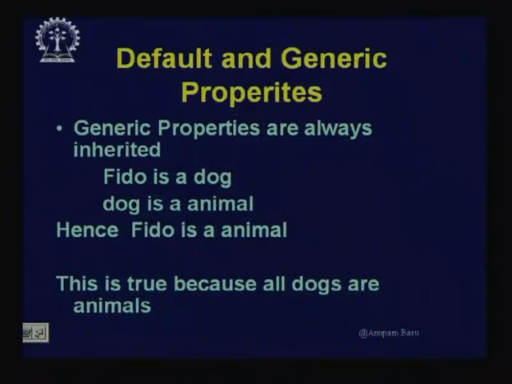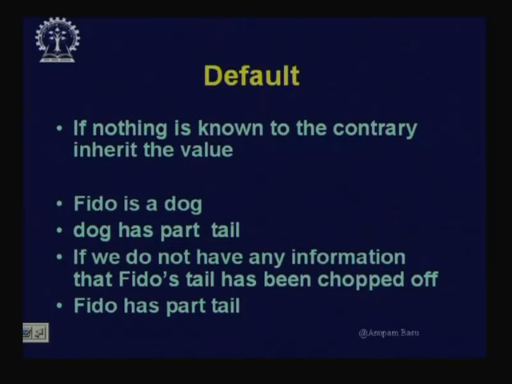Besides that, there can be default properties. Now, what is the meaning of default? What is the meaning of default property? Default means if nothing is known to the contrary, inherit the value. All right.